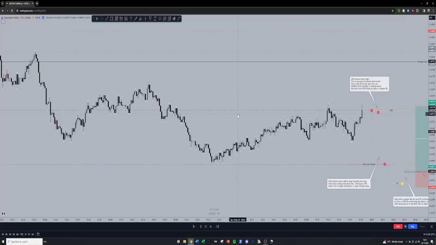Okay, so another video. I wanted to go over this setup because again, we're on Australian dollar, the 1 minute chart, and it's another lovely Judas swing setup that I'm gonna break down in a little case study.